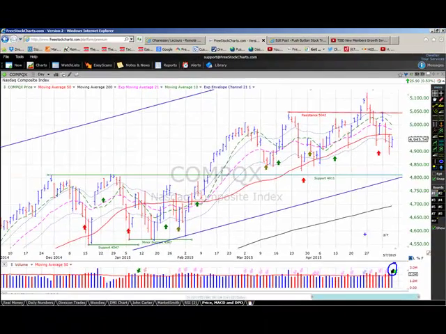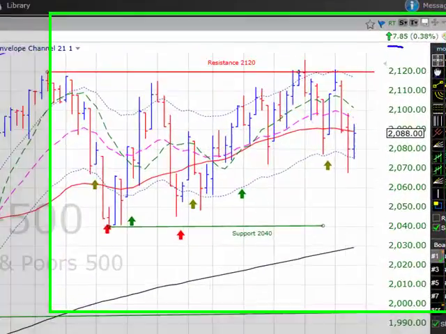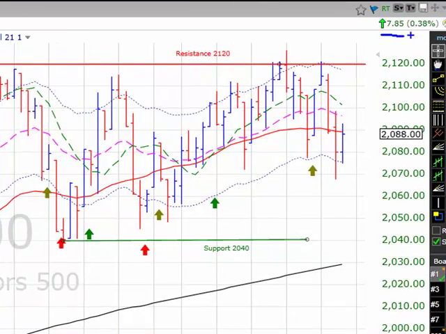Let's take a look at the S&P 500. The S&P 500 yesterday was up 7.85 points, or 0.38%. It closed at 2088, and yesterday the S&P tried to get above its 50-day moving average. The 50-day moving average we show here in red. It actually traded above the 50-day moving average for a portion of the day, but closed below it, showing the resistance that that level has. The S&P closed at the top of its daily trading range.